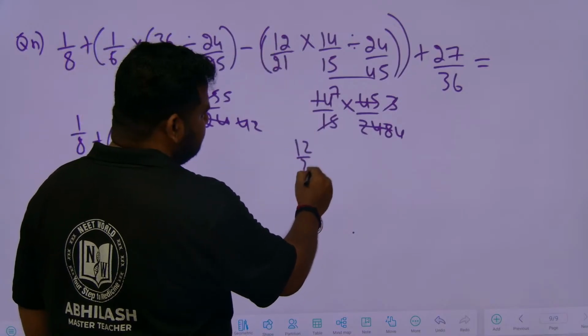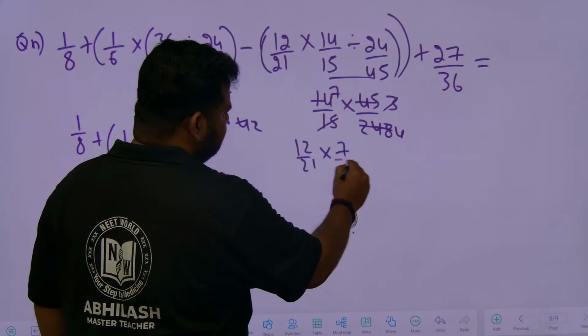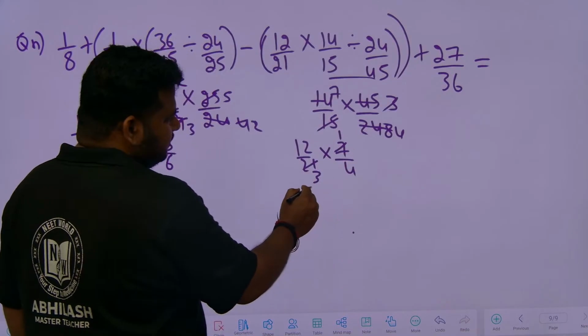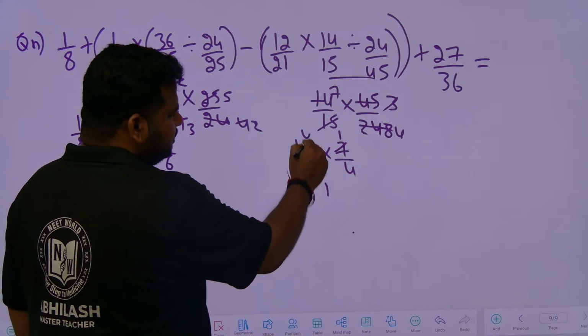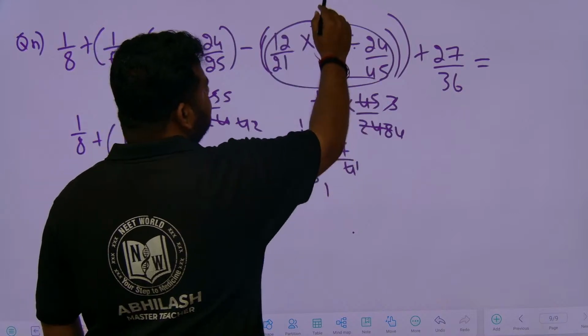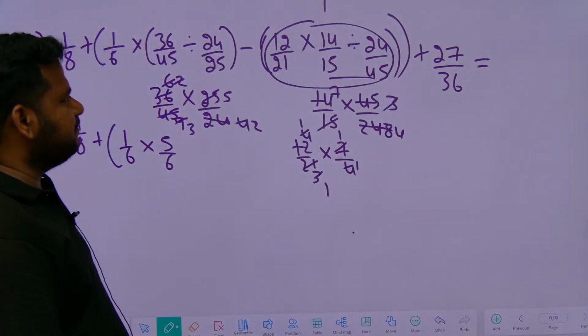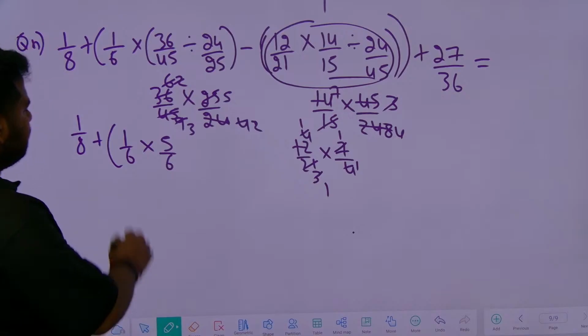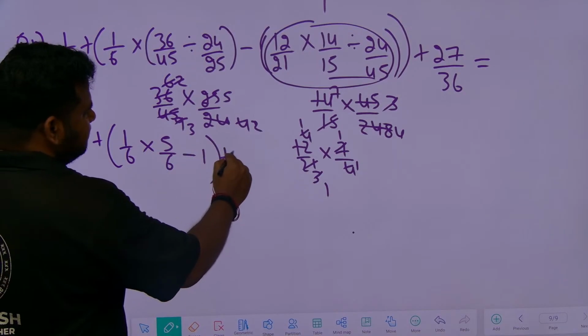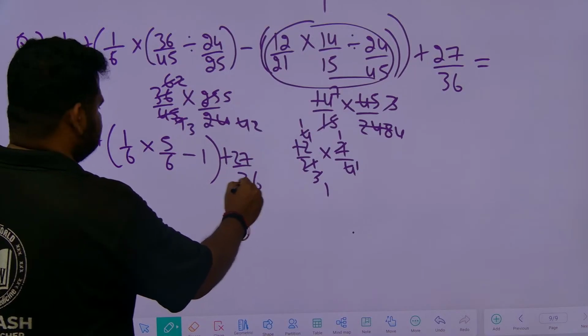So we will have 12 by 21 into 7 by 4. 7 1s 7, 3 7s 21. 3 1s 3, 4 3s 12. 4 1s 4, 1 by 1. This entire term will become equal to 1. So we are having 1 by 6 minus 5 by 6 minus 1 plus 27 by 36. This is what we have.